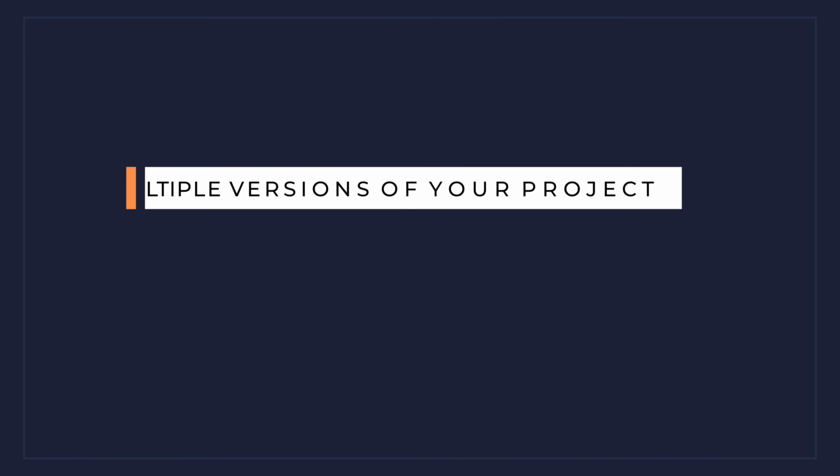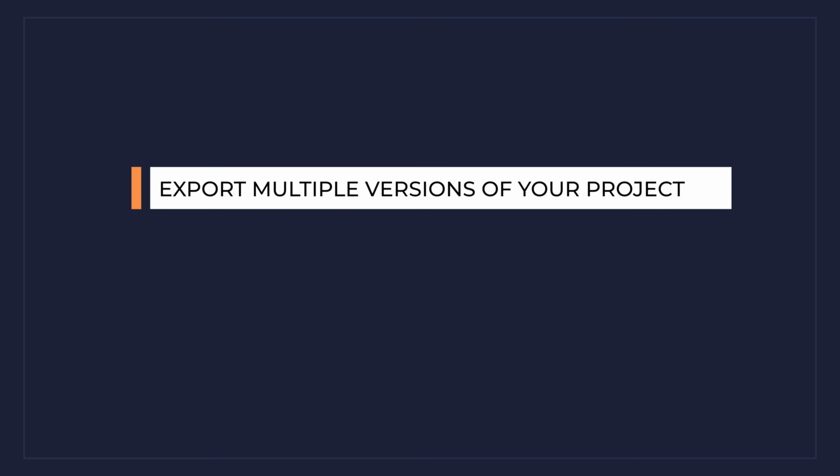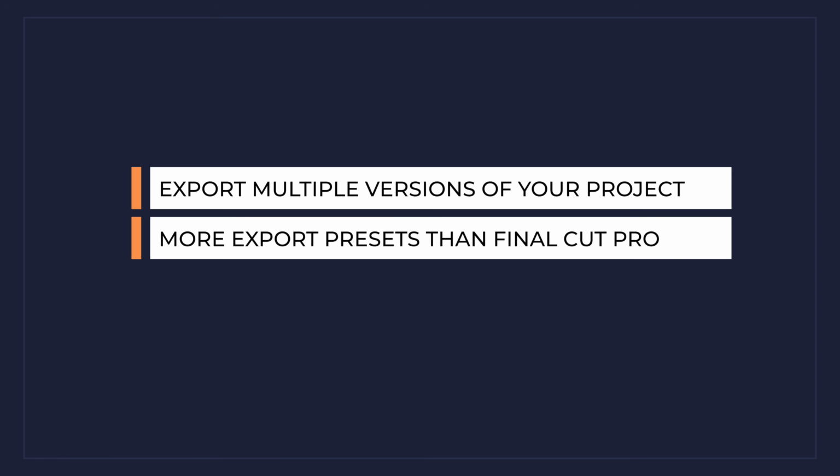Compressor will take your Final Cut Pro project, transcode it, and export your video file for you using the Compressor engine. There's a few advantages to this. First of all, you can export multiple versions of your project at the same time. Second, Compressor has way more export presets than Final Cut Pro.